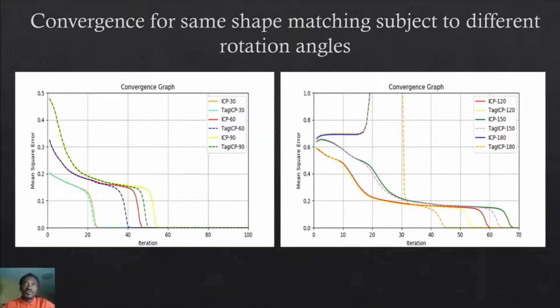These two graphs show the convergence of ICP and Tagged-ICP at different initial rotation angles and iterations. We notice that Tagged-ICP converges faster at all angles of rotation, and this is due to the use of the metadata or the tag to help with the matching. ICP 180 displays the known limitation of ICP, that it can diverge if the initial rotation is too large. However, Tagged-ICP 180 managed to recover from that.